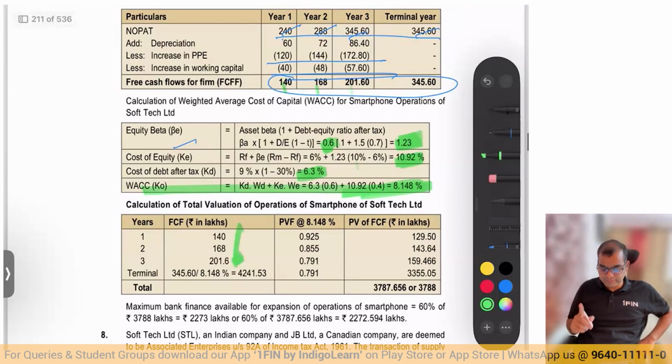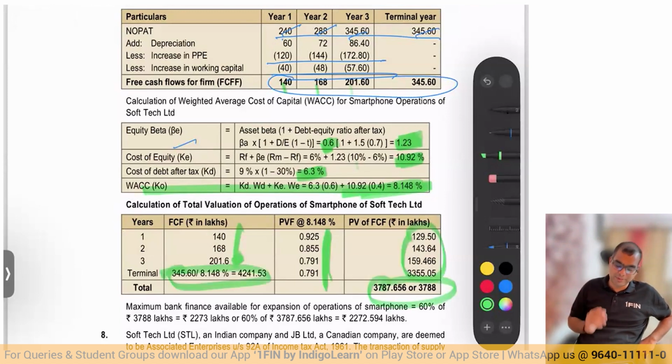Now here, the bad part in this question by ICA is they themselves have given a debt of 300 and they're asking what is the maximum permissible bank finance. That's a very, very poor way of asking a question. Nobody asks a question like that, but it is ICA. They themselves give some debt value and then say, find out the maximum permissible bank finance. It is not at all correct. MPBF is more from a working capital perspective. Here they are saying 60% of the total project cost. What is total project cost? 3788. Of that 60% is 2272 lakhs.